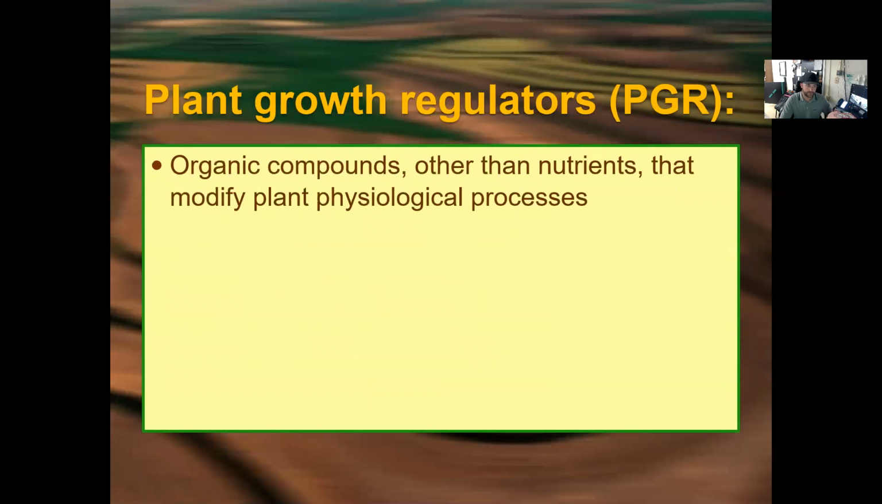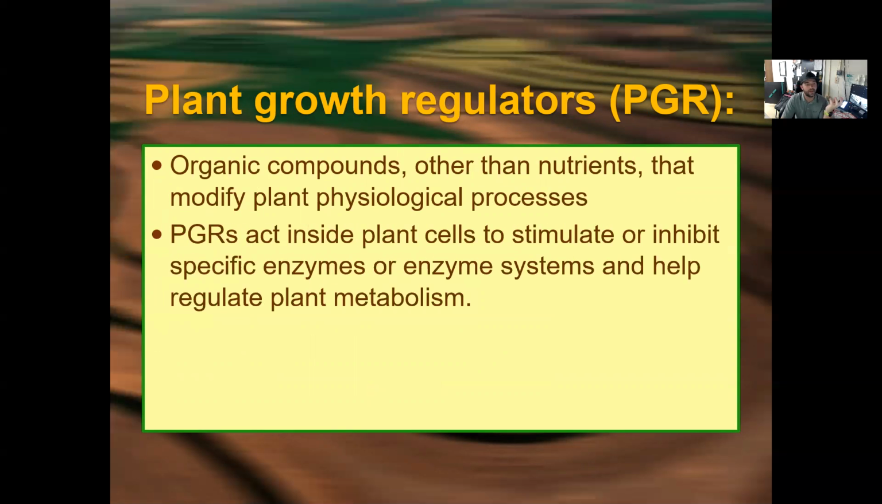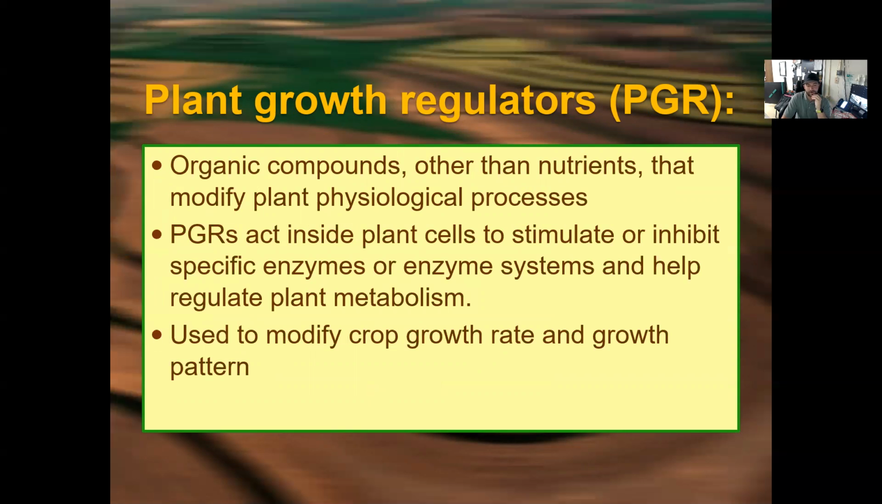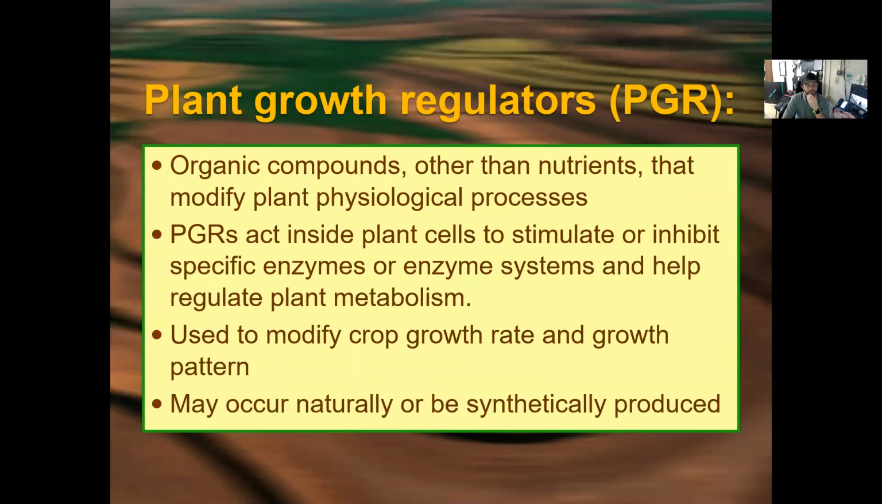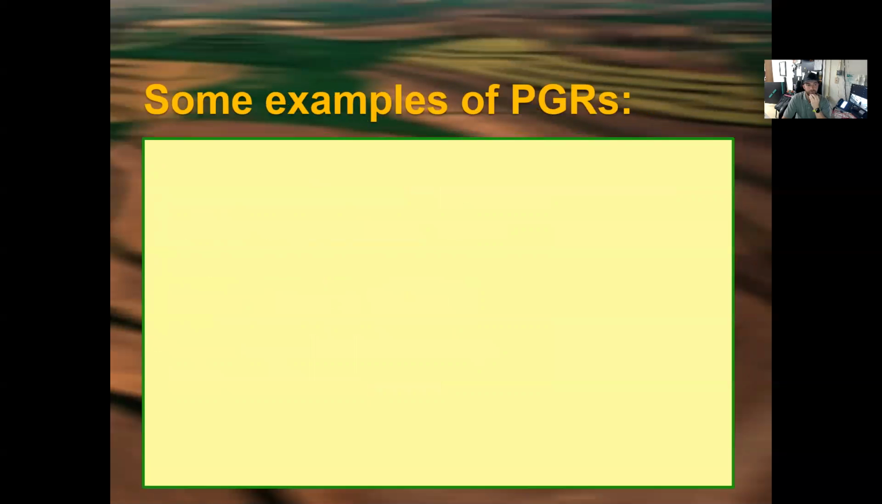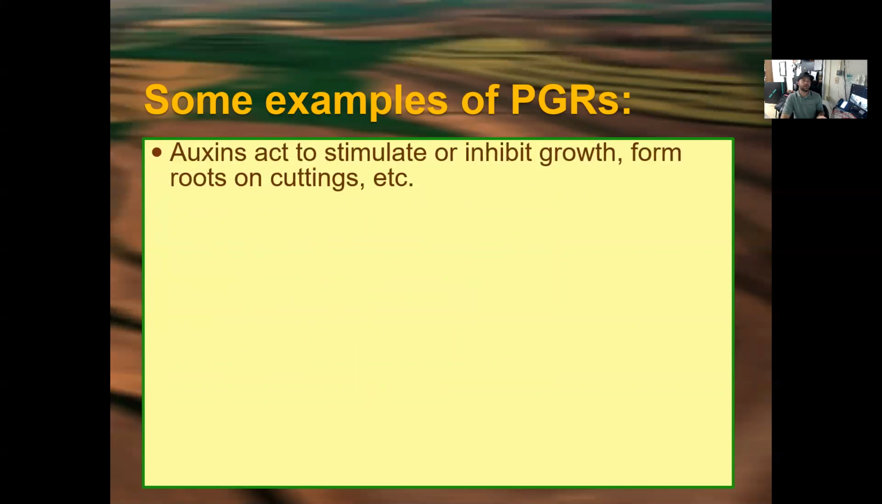So, plant growth regulators: organic compounds other than nutrients that modify plant physiological processes. PGRs act inside plant cells to stimulate or inhibit specific enzymes and enzyme systems and help regulate plant metabolism. Used to modify crop growth rate and growth pattern, they may occur naturally or be synthetically produced. So, some examples of PGRs.